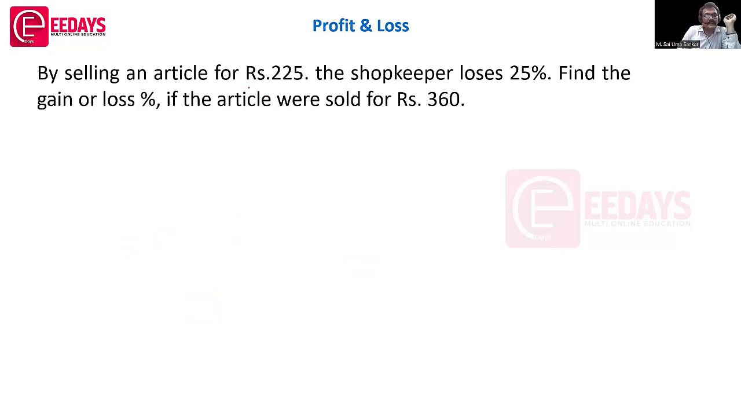Next, by selling an article for 225 rupees, the shopkeeper loses 25%. Find the gain or loss percent if the article is sold for 360 rupees. చూడండి, 225 రూపీస్ కి సేల్ చేస్తే ఆ పర్సెంట్ ఎంత లాస్ వస్తుంది? 25%. 25% లాస్ అంటే ఎలా రిప్రజెంట్ చేయాలి? 75, అంతే కదా? కాస్ట్ ప్రైస్ ఆల్వేస్ ఈక్వల్ టు 100 అనుకుందాం. మీకు 5th పాయింట్ ఏం చెప్పాను? పర్సెంట్ మీన్స్ పర్ 100. ఆల్వేస్ 100 తీసుకోండి. ఇక్కడ 25% లాస్ ఈజ్ రిప్రజెంటెడ్ విత్ 75.